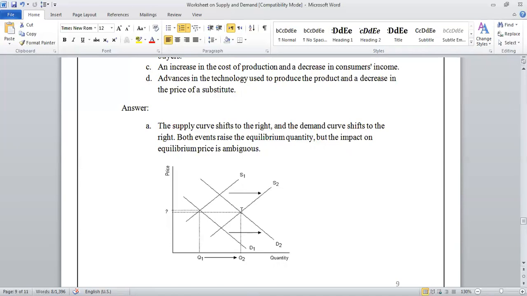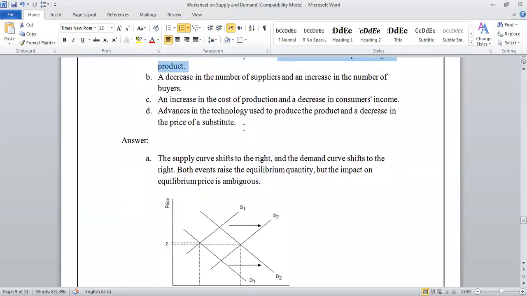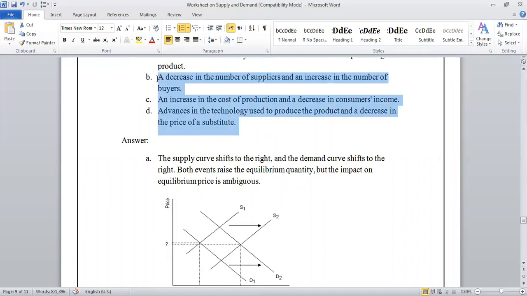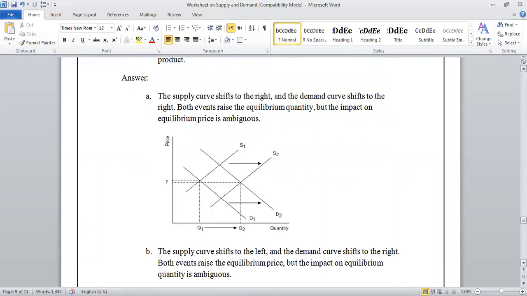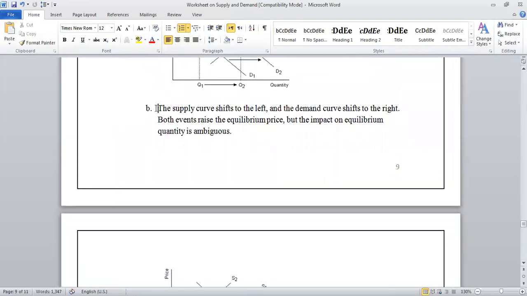I hope this is clear. Okay, let's look at B. It says what? A decrease in the number of suppliers and an increase in the number of buyers. Okay, B.